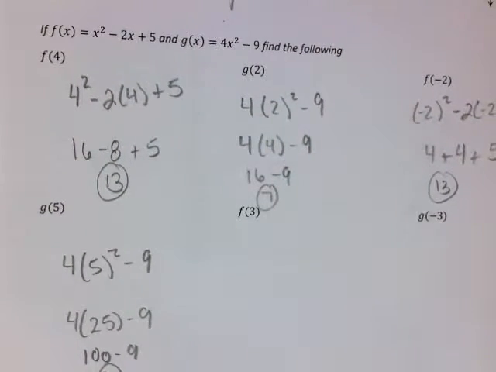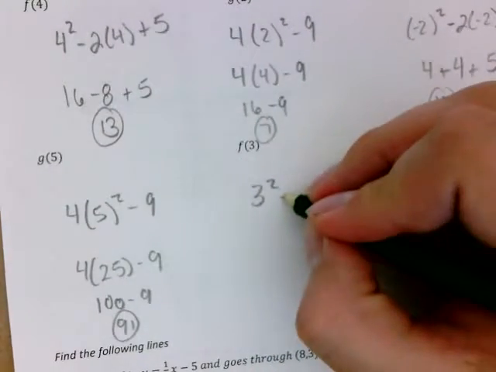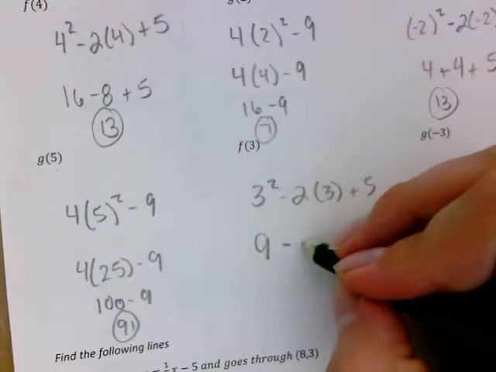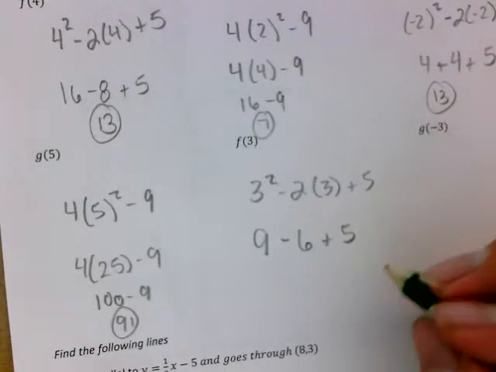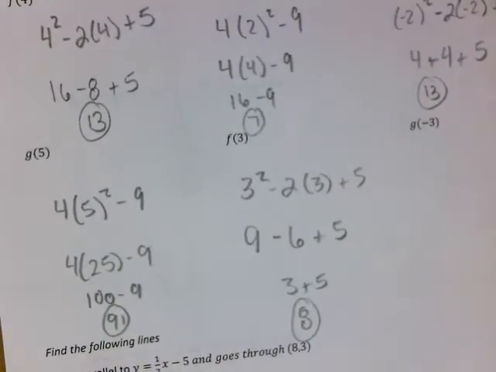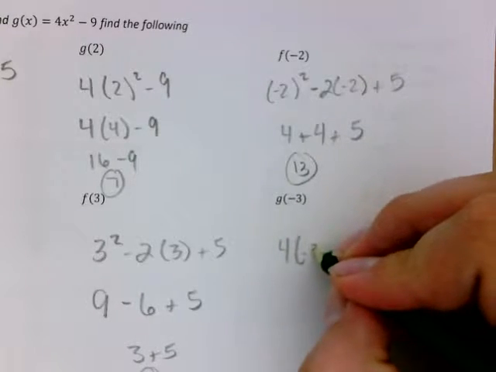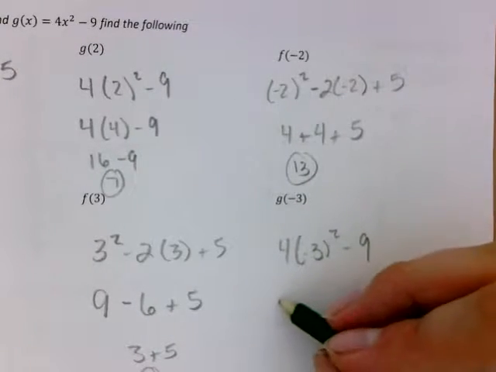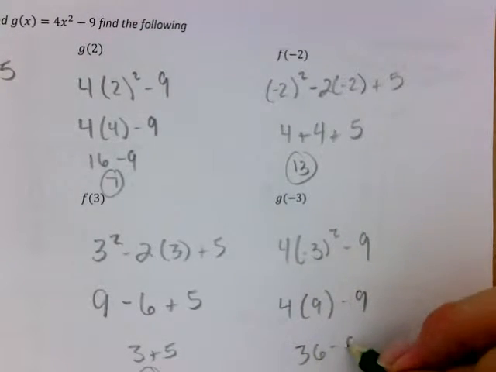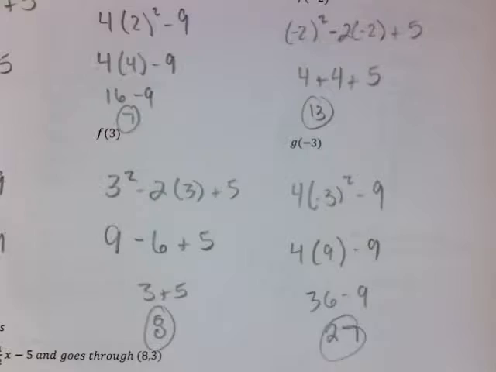Three goes with the x squared minus 2x. So f of 3 becomes 3 squared minus 2 times 3 plus 5. That means it's 9 minus 6 plus 5. That means it is 3 plus 5, which means it's 8. Finally, -3 goes in the g of x ones. It's 4 times -3 squared minus 9. 3 squared is 9, so it's 36 minus 9, which gives you 27.